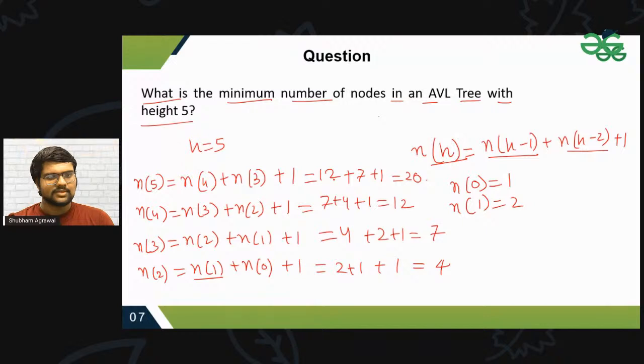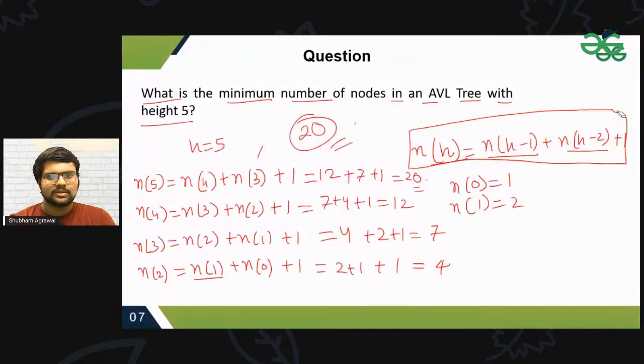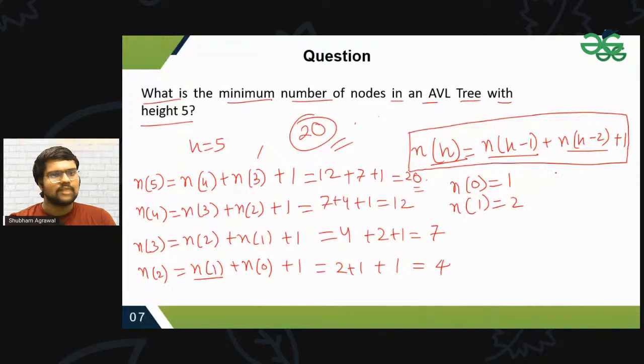Okay, so here our answer will be 20, and this is the formula to find the minimum number of nodes. So you can write this formula. And if a question comes up like this, then you can solve it using this formula. Okay, now let's see the rotations in AVL tree.